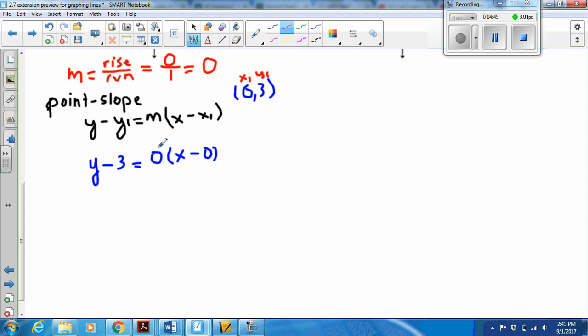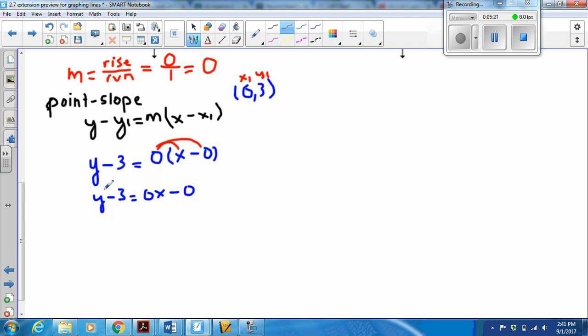Next, we take our slope and distribute it. Remember, that means you're multiplying to everything in the parentheses. So we still have y minus 3 equals, now we do 0 times x. That means we just get 0x. You can either write 0x if you want to, or you don't have to. It just means we don't have any x values. Then 0 times the negative 0 should just be 0. So we basically have 0x minus 0.